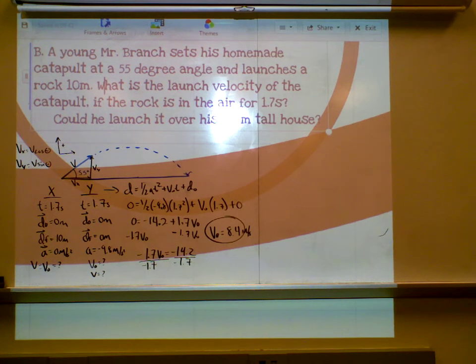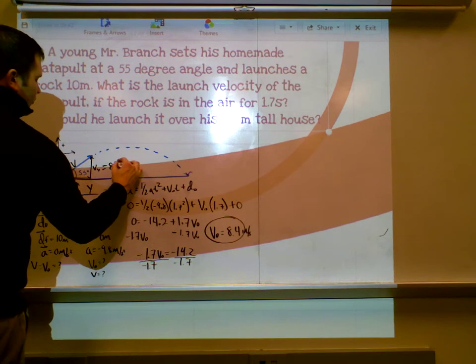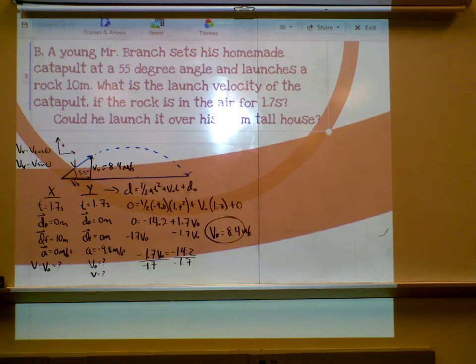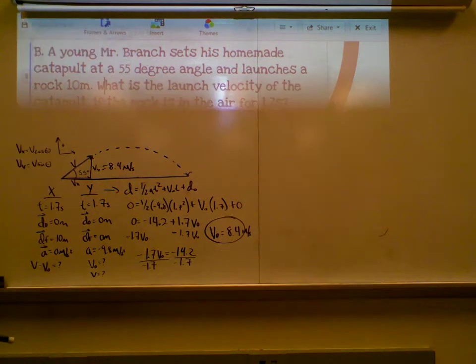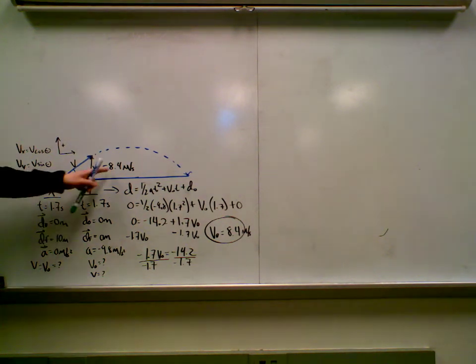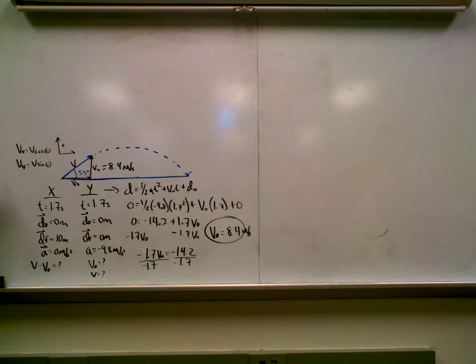So now we've found the y component. We know this right here is 8.4 meters per second. Does that make sense? Yeah. So we could use the Vx and the Vy equation. Doesn't matter. Well, it does now. What do we find here? 8.4. Is that Vx or Vy? Vy. So we could use Vy to find V.